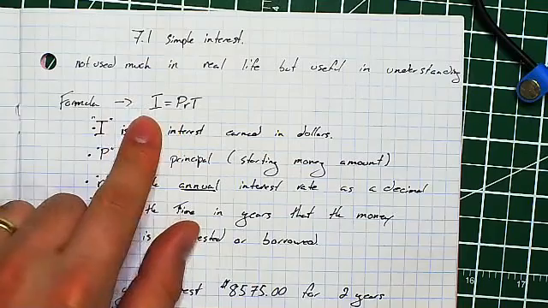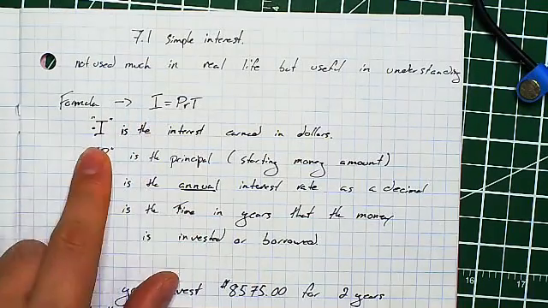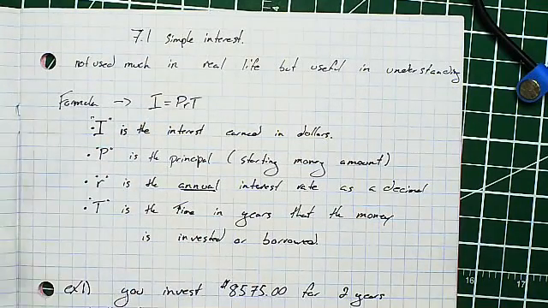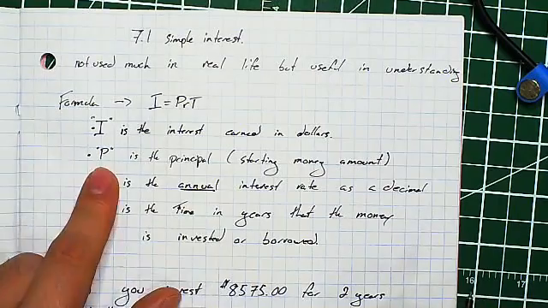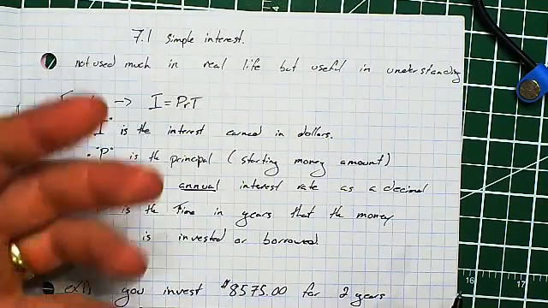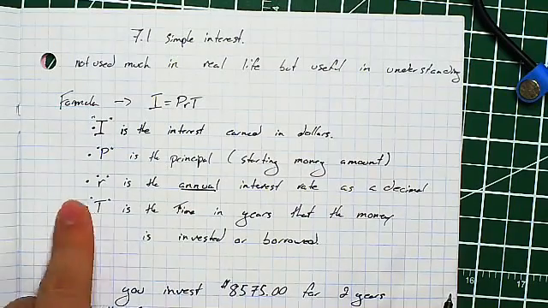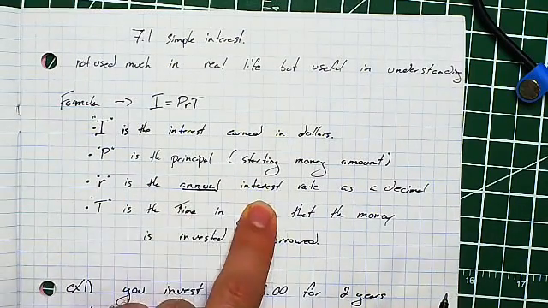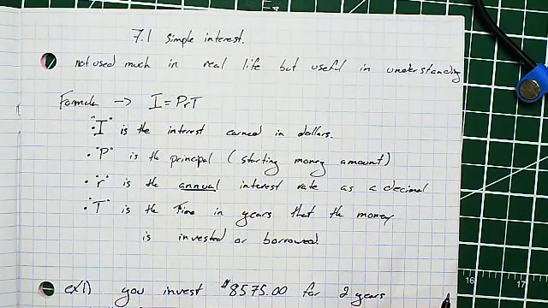The formula for it is I equals PRT. Basically, I is the interest you're going to be earned. It's usually expressed in dollars. P is the principal amount, or the amount you're going to start the money with. So if you invested $100 to begin with, $100 is your principal. R is your annual interest rate, and it's always going to be given as a decimal.